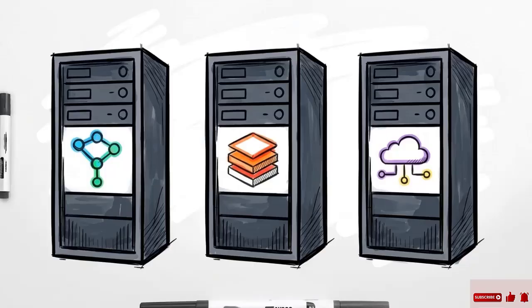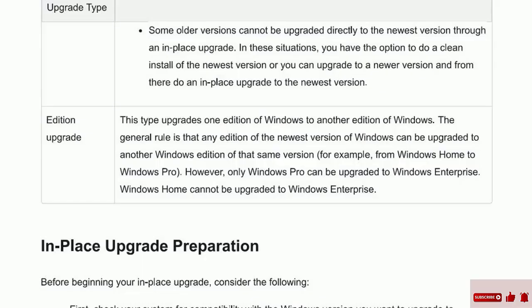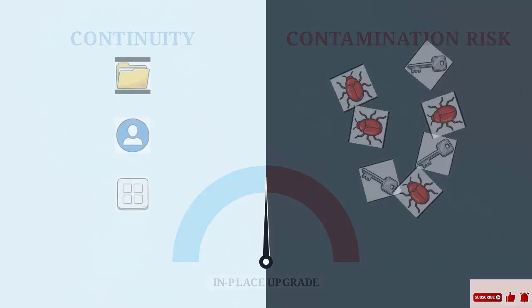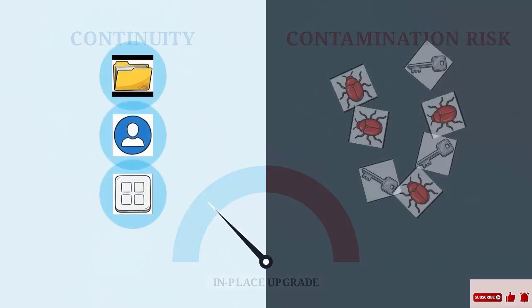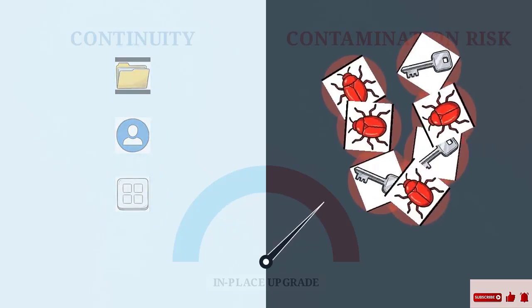Beyond data retention, upgrades are strictly gated by the specific editions of Windows currently installed on the hardware. This documentation outlines the rigid hierarchy of edition upgrades. While a machine running Windows Pro can be upgraded directly to Windows Enterprise, a machine running Windows Home cannot. It lacks the architectural foundation to make that jump. Upgrading an endpoint is always a strategic trade-off. Prioritizing seamless user continuity inherently means accepting the risk of carrying over legacy system contamination.